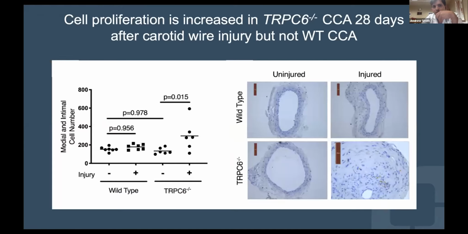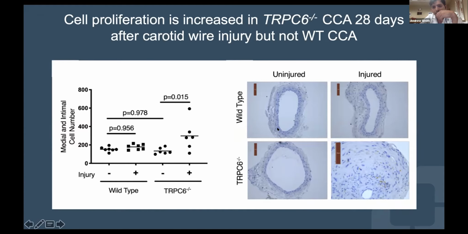We further assessed if cell proliferation was different between injured TRPC6 knockout common carotid arteries and wild type carotid arteries. Here, H&E stained common carotid arteries of wild type and TRPC6 knockout mice after injury were subjected to cell counting. We just counted the number of medial and intimal nuclei. What we found was that there was no significant difference in the number of cells in wild type common carotid arteries, but that following injury in TRPC6 knockout common carotid arteries, there was a significant increase in cell number.